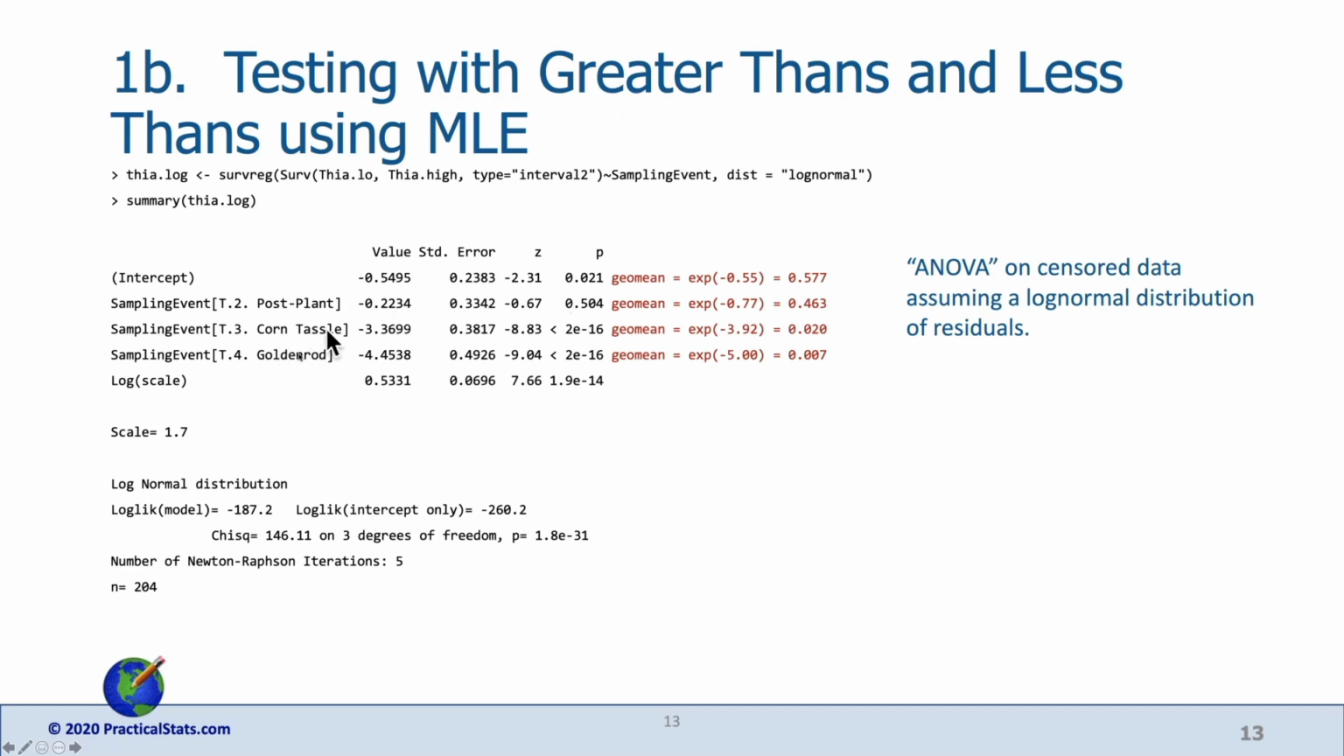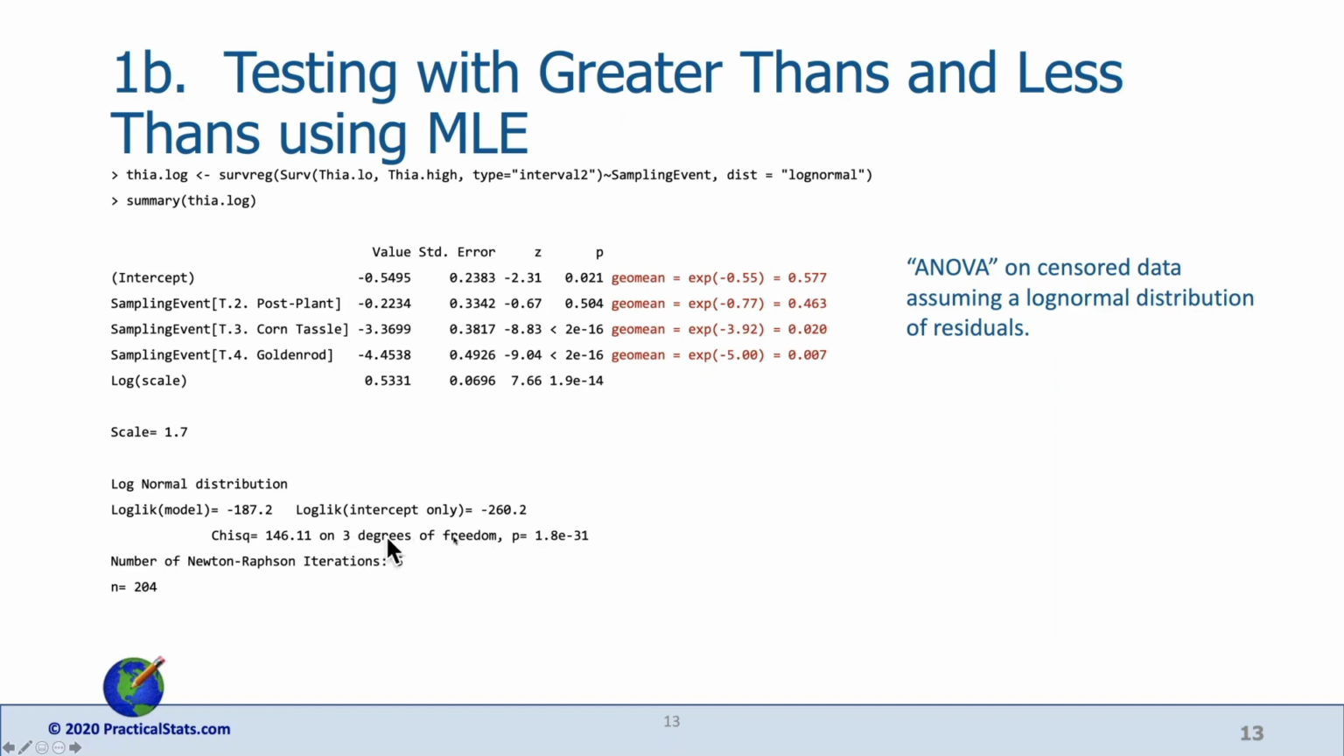And similarly, corn tassel and goldenrod have these differences from the first group, 0.549 minus 3.3699. And so you can turn those into geometric means. So all of this can be done in R. I'm working on a little bit more user-friendly output for people that are not used to doing this. This command, survreg, is in the survival package. So these MLE parametric methods are all in the survival package for R.